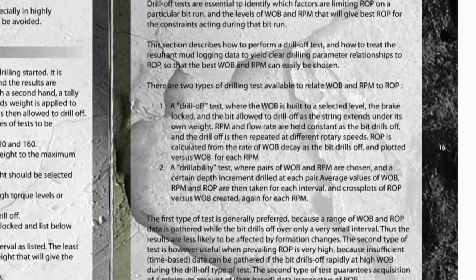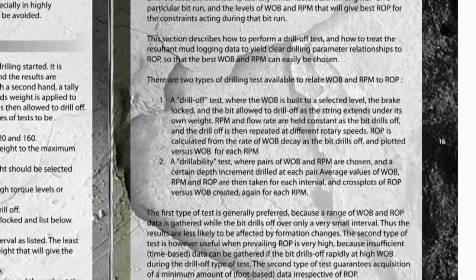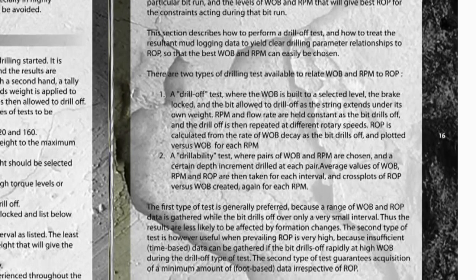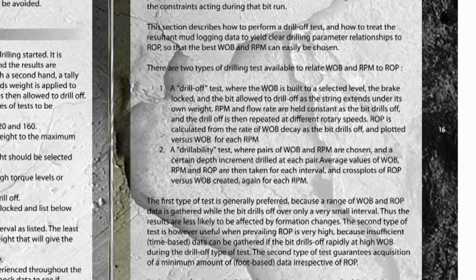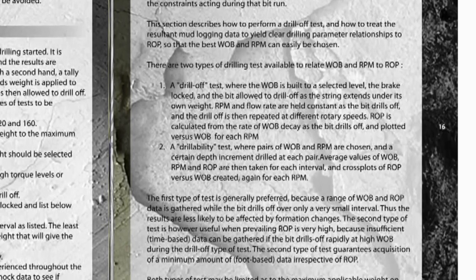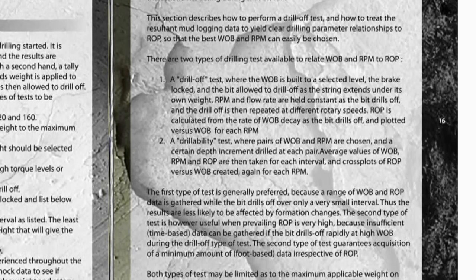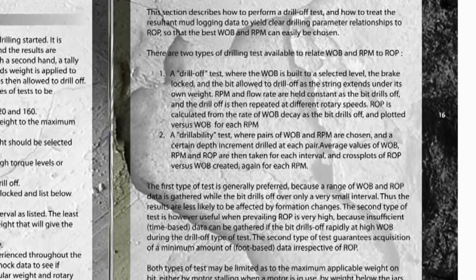ROP is calculated from the rate of WOB decay as the bit drills off, and plotted versus WOB for each RPM. 2. A drillability test, where pairs of WOB and RPM are chosen and a certain depth increment drilled at each pair. Average values of WOB, RPM and ROP are then taken for each interval, and cross plots of ROP versus WOB created, again for each RPM.